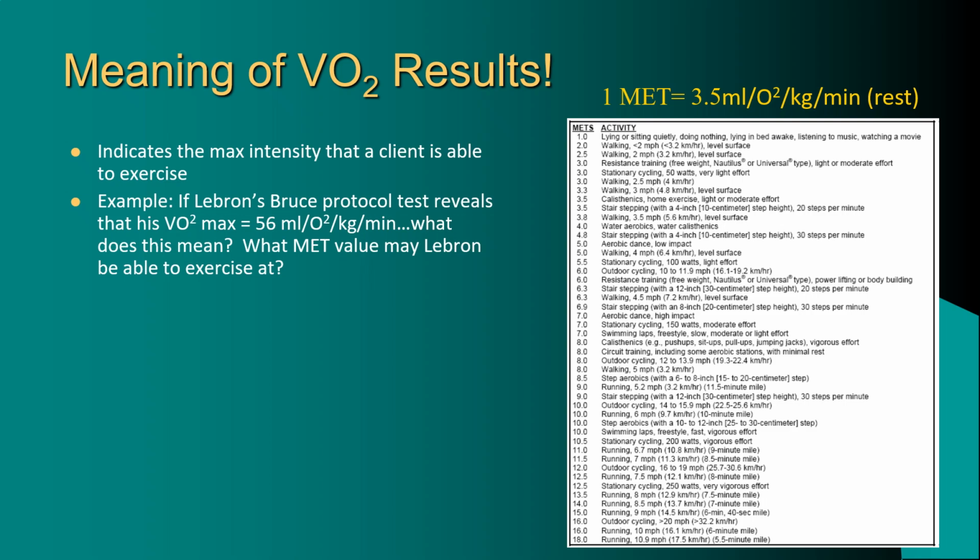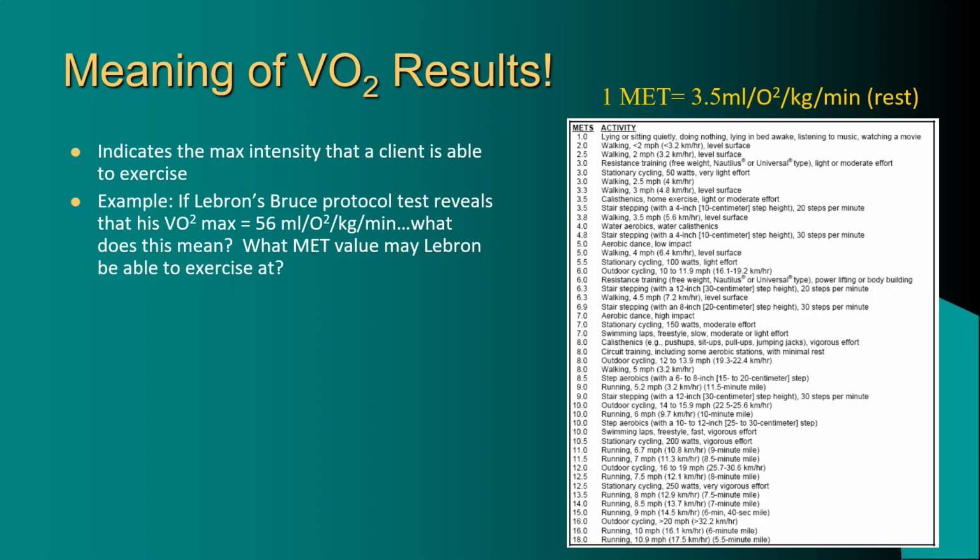We start to see that that is not going up anymore, and it's maybe the point where he just stops the test, either falls off the treadmill, or the test stops, and he gets to 56. So what does that mean? What does that mean as far as what MET value LeBron may be able to exercise at? How many times resting level? So this is a gauge of intensity.